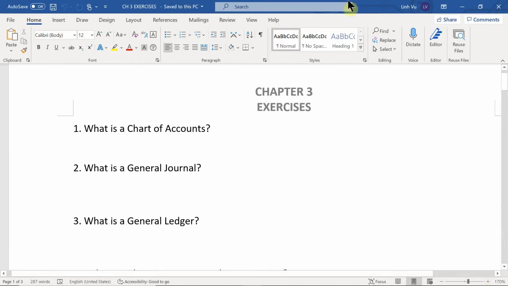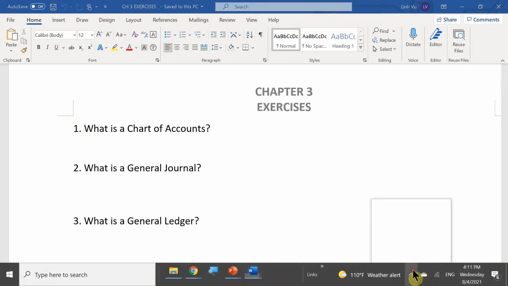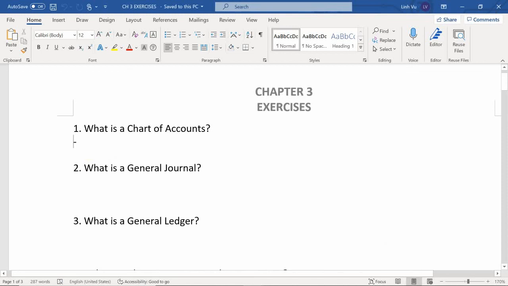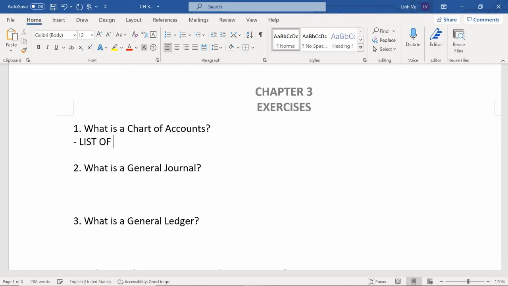Number 1. What is a chart of accounts? Is that just the listing of all of our accounts? Mm-hmm. List of all accounts. Okay, that's important. It's a list of all of the accounts that exist for your company that you're going to be using for your journal.